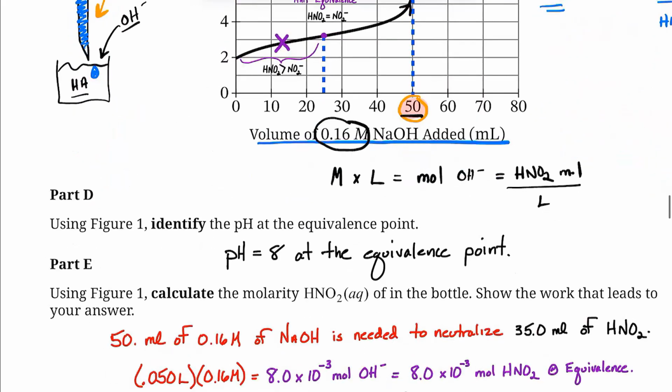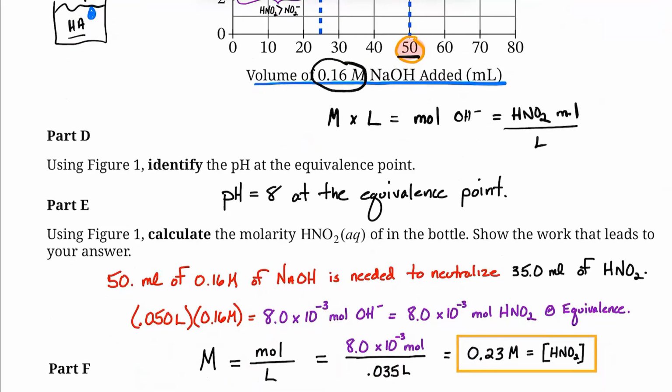So in any case, what I did, very simply for part E, is I took the 50 milliliters, that's the amount of the base needed. It's the equivalence volume. I times it by the molarity. Now, of course, I had to convert this to liters, right? And then I times it by my 0.16, and I got the moles of my hydroxide. And then I said, okay, it's equal to my moles of HNO2. Sometimes I give you a point for that, even if it's implicit in your problem.